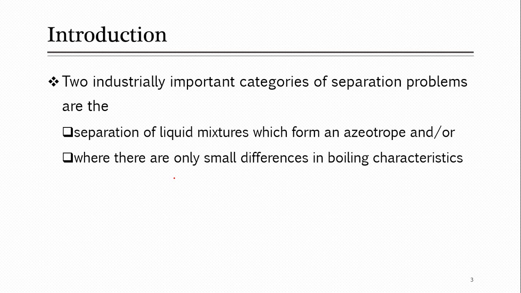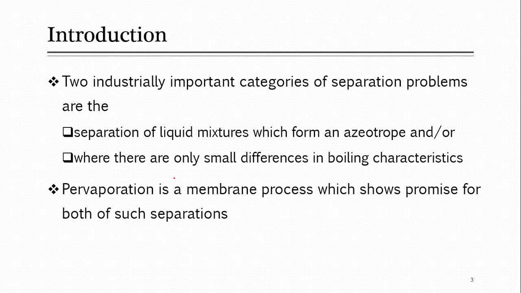The other case is when there are very small differences in boiling characteristics. Again, it is difficult to separate them with distillation, because when their boiling points are close and their volatility differences are very small, it's not possible to separate them easily. Although you can separate them, you will need very large equipment, and energy consumption is way higher as compared to a simple separation. So in these cases, pervaporation membranes are used for this separation.